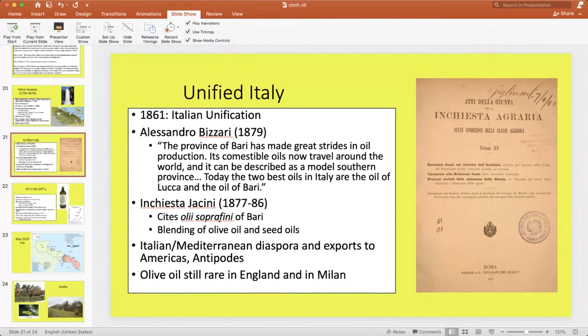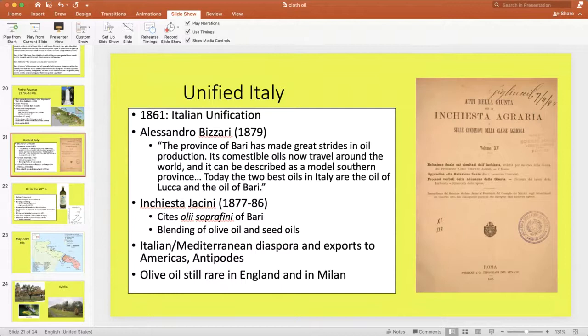about Southern oil. One of them comes from Alessandro Bizzari. Now this is significant because he's a Tuscan, right? And you can imagine Tuscan pride about Tuscan oil. And he writes instead in 1879, "The province of Bari has made great strides in oil production. Its comestible oils now travel around the world and it can be described as a model Southern province. Today, the two Italy are the oil of Lucca," that's of course his oil, "and the oil of Bari."